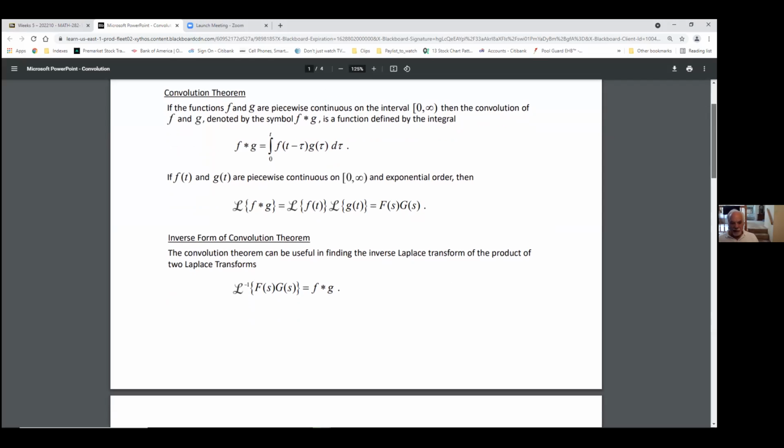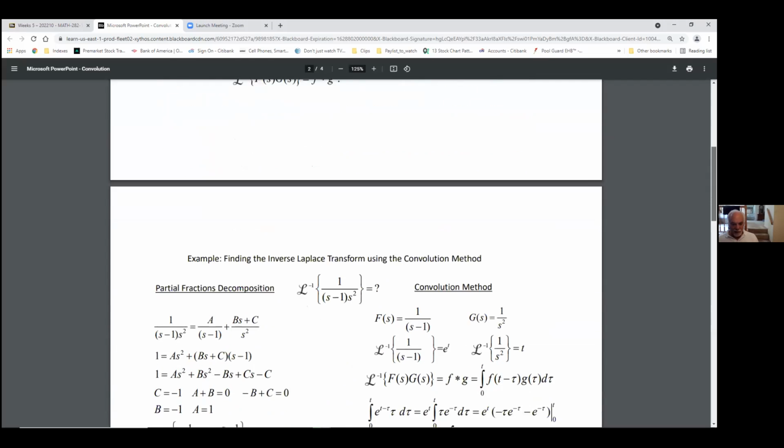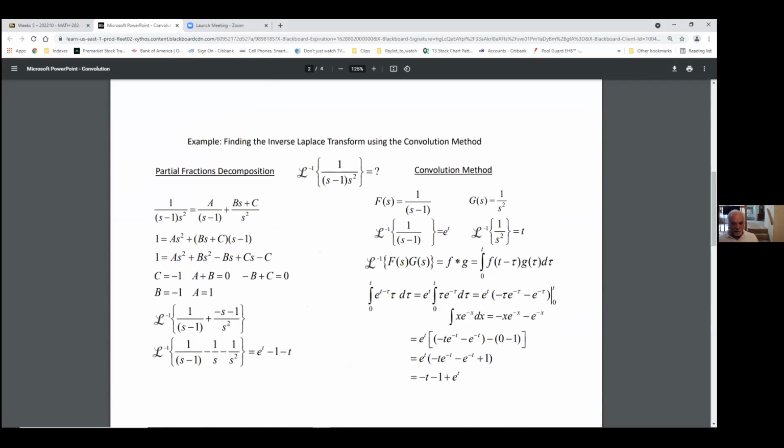An example explains it better. If I have something like this, I can write F of s, and I can break it up into partial fractions, and this is the answer you get. If I use the convolution method, I can write this as 1 over s minus 1 times 1 over s squared. So this is one function, and this is the other.